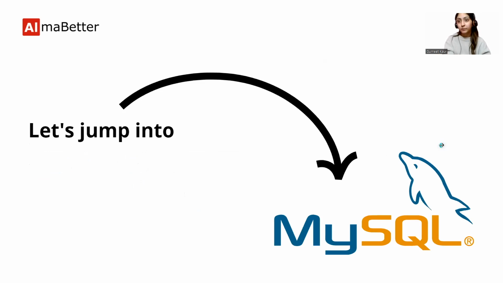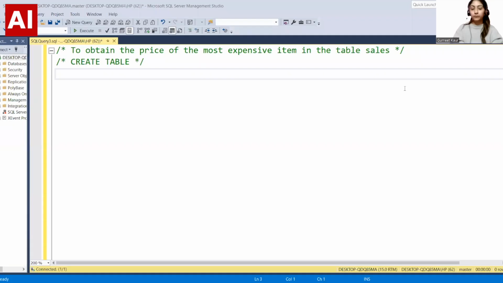Now let's jump into our SQL and solve our problem statement. Coming back to our problem statement, which is to obtain the price of the most expensive item in the table sales, we will be solving this using a common table expression, and I'll also be showing you how it gets solved using a subquery. We'll compare them and see which one is better.